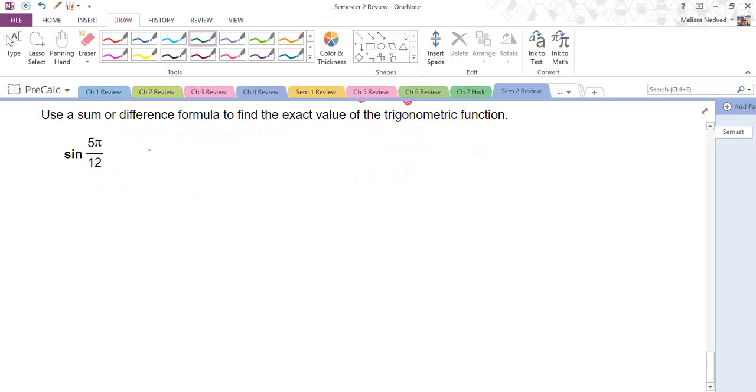So you could do this a multitude of ways, as long as the values you split 5 pi over 12 into are values in the unit circle. So I'm going to say, hey, 5 pi over 12 is the same thing as 3 pi over 12 plus 2 pi over 12. You could use this as a difference formula. Just make sure that you use the right formula then when you're converting. And now if I simplify, 3 pi over 12 is pi over 4 plus 2 pi over 12 is pi over 6. Notice now I've got two values that are on the unit circle.